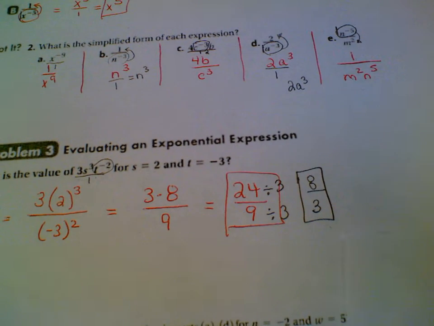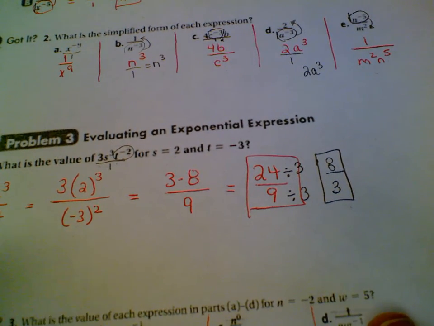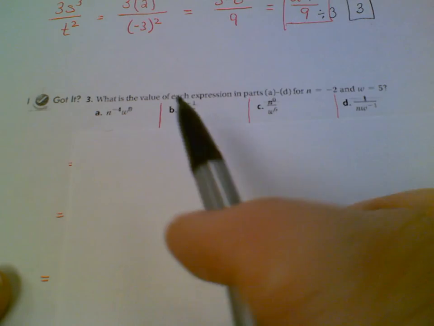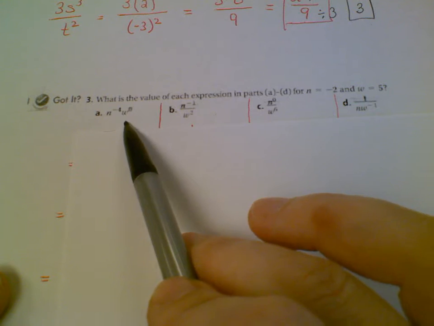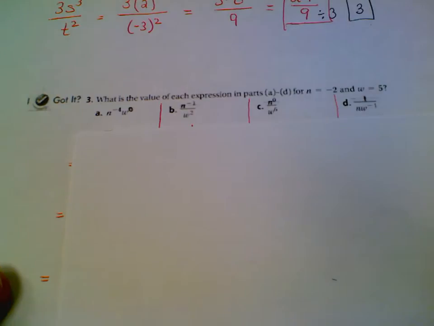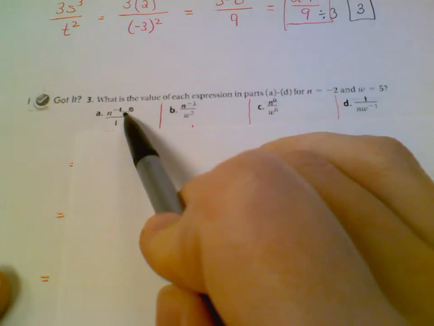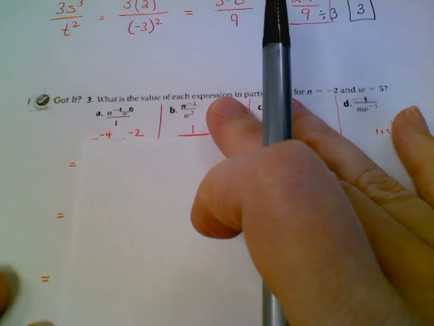Okay, let's take a look at another one. Letter A in the got a question says n to the negative fourth and w to the 0 power. It's kind of hard to see, so make sure you fill that in if you need to. So my first thing is I would simplify. So I would put it over 1. The w to the 0 power would just become 1.